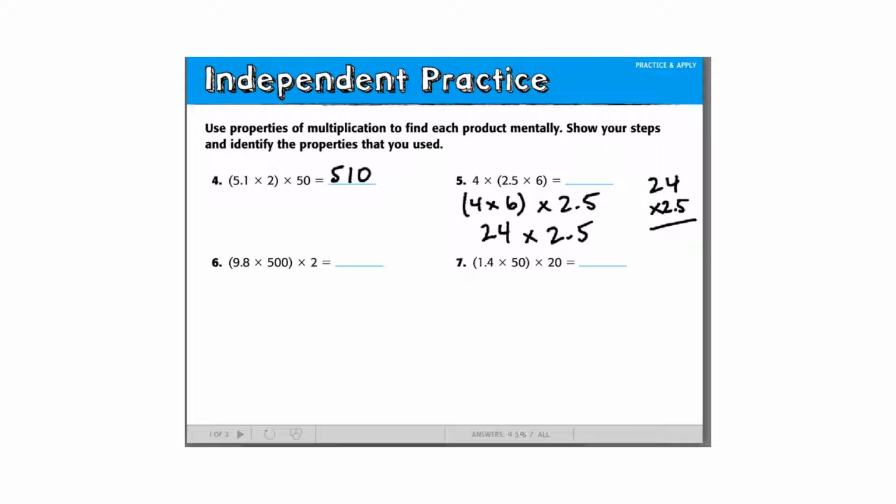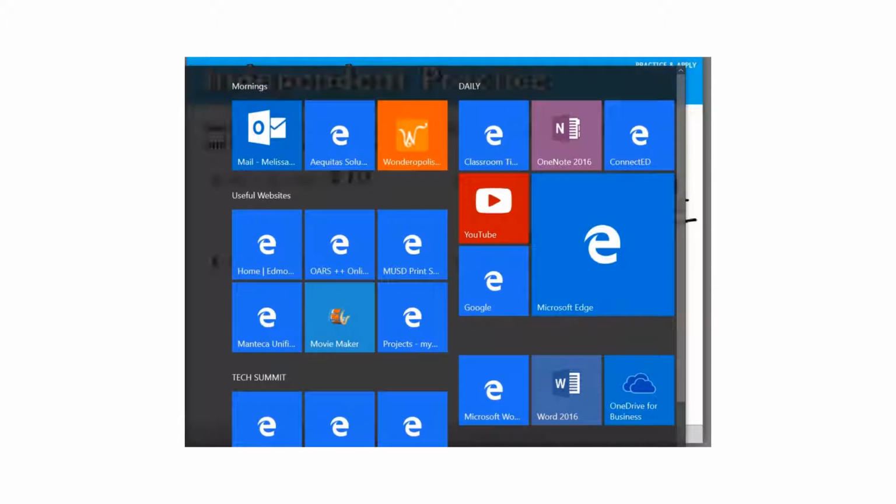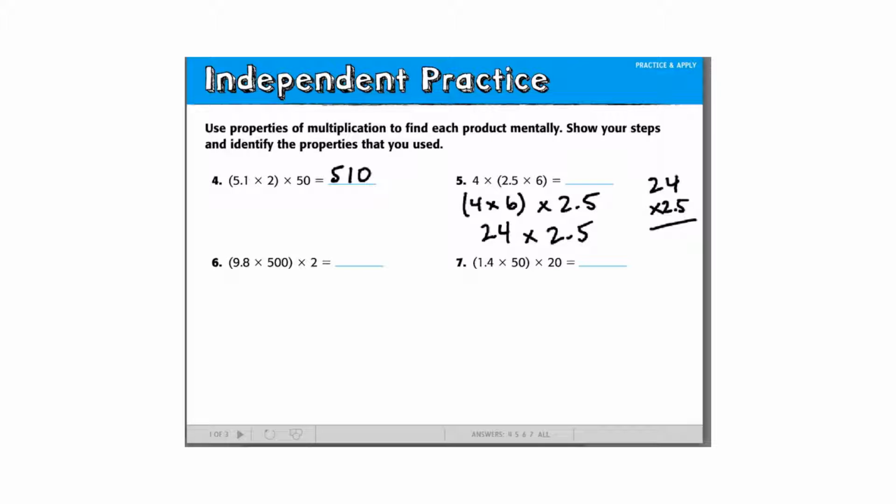What if I'm doing number 6? What would I want to multiply together first on number 6? Jameson, what do you think? On number 6. You looked at number 5. What do you think?